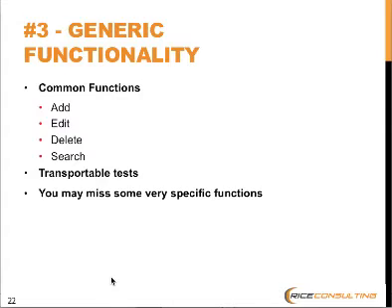Now, number 3 would be generic functionality. These are the things that you do in just about every application of the type that you're testing. Things like add, edit, delete, search. These are very transportable. Now, the risk here, though, is that you may miss some very specific functions in your common function checklist or grid, as we're going to see. And so you need a way to go back and pick those up. And you can do that through, once again, the process test or exploratory testing or some other means. You can use a collection of these methods and still get a pretty complete test.